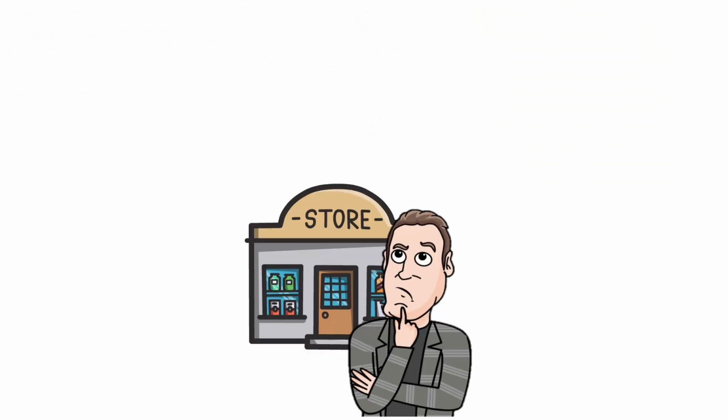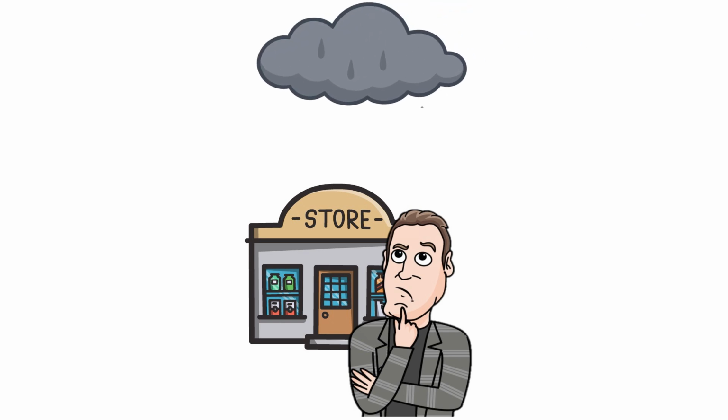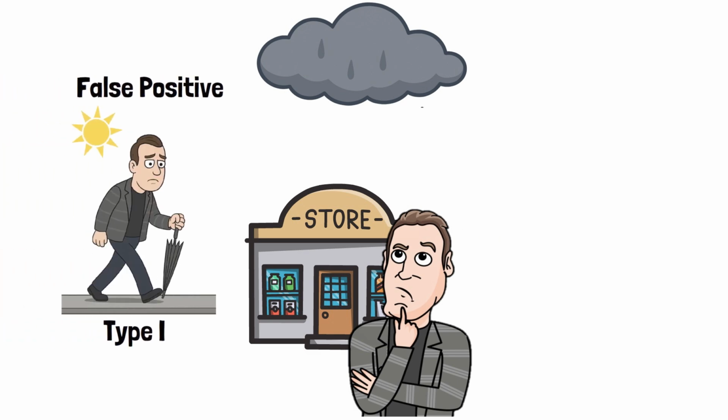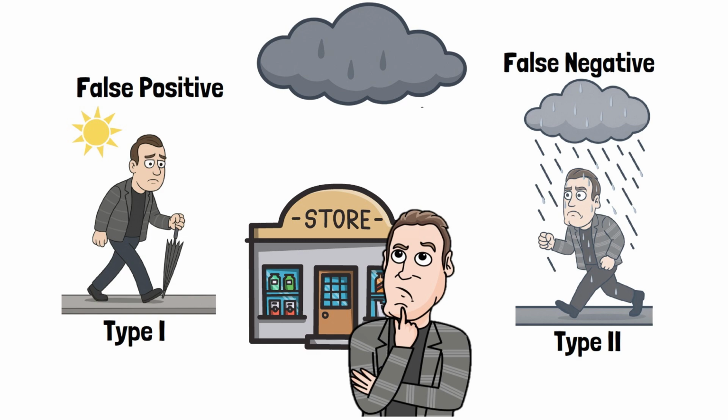For example, let's start with something simple. You're halfway to the corner store when dark clouds appear. Do you go back home for an umbrella or keep walking? If you go back and it doesn't rain, you've made a type 1 error, wasting time and energy. But if it does rain, you've made a type 2 error. Failing to prepare, you get soaked.